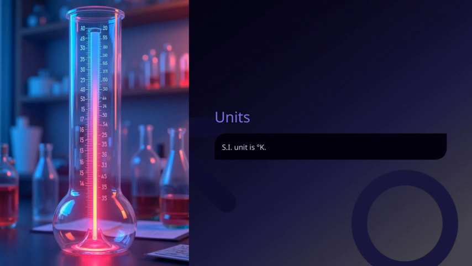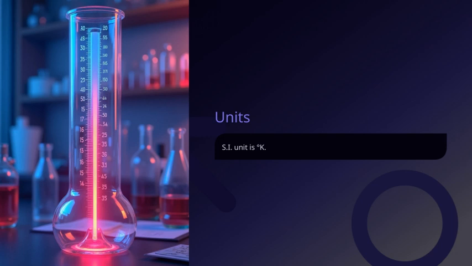Let's take a closer look at the units we use in temperature measurement. The SI unit for temperature is the Kelvin, which is denoted by the symbol K. Unlike Celsius or Fahrenheit, Kelvin is an absolute scale, meaning it starts at absolute zero, the point where there is no thermal energy left in a substance.